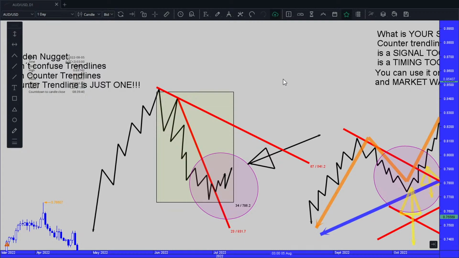Counter trend line break is just one. Rectangle, are we in an uptrend? Are we in a downtrend? Lynn is asking, but then won't you adjust the counter trend line with the highs and lows? No. No, counter trend line works in a different way. Yes, it's different, everybody.